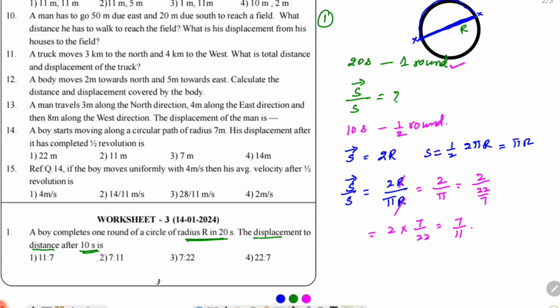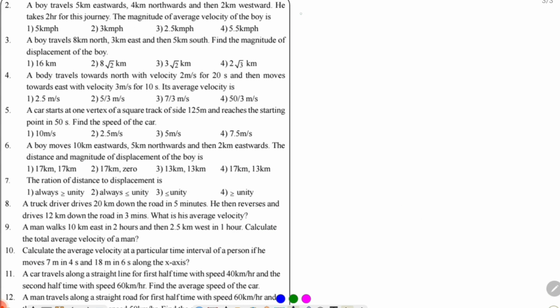So the option is 2. Hope you got the answer. If you get the same answer, let me know through your comment section. Let's move to question number 2.